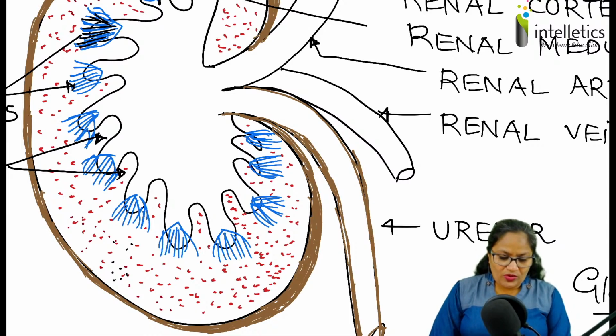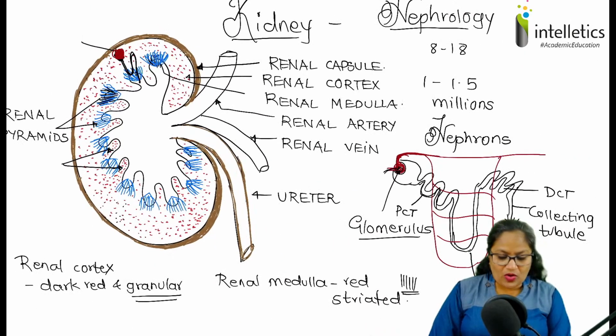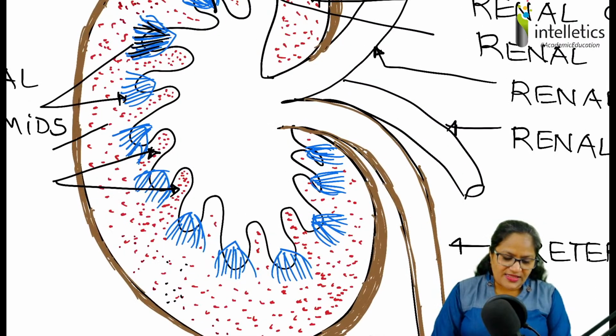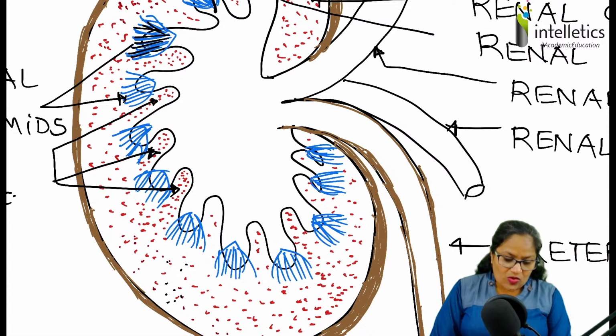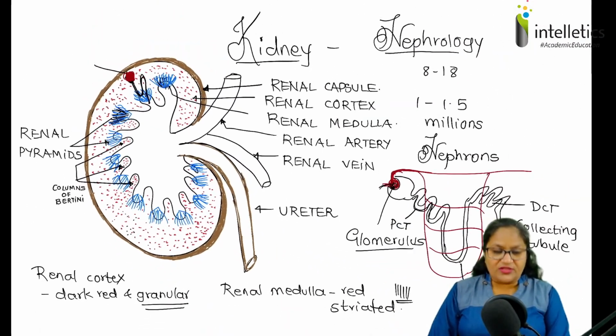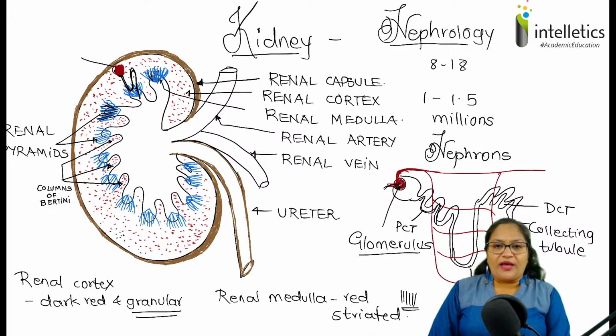And if you observe, in between, this is nothing but what? I'm drawing it so that you understand it better. So what do you see? This area that separates the pyramids from each other is nothing but that part of the renal cortex which has entered the renal medulla and separated them from each other, right? So these are nothing but the parts of the renal cortex that enter the renal pyramids and separate them from each other, and these are called the columns of Bertini. So, friends, column of Bertini is nothing but that part of the renal cortex that enters into the renal medulla and separates the renal pyramids from each other.